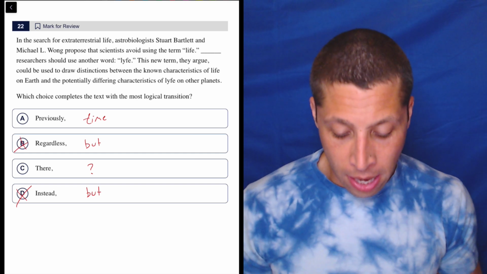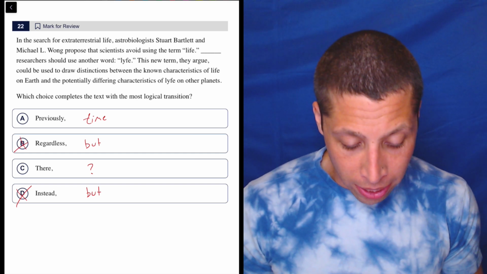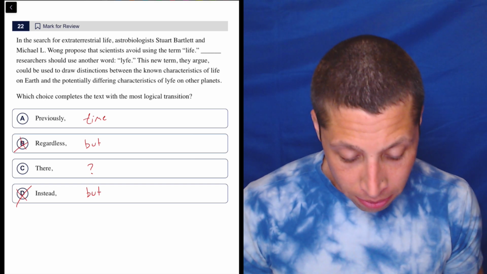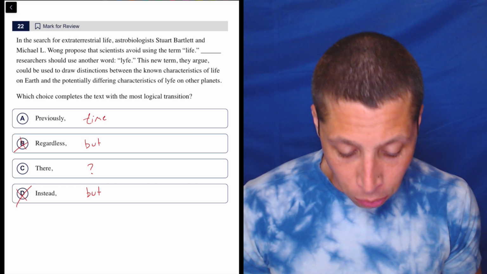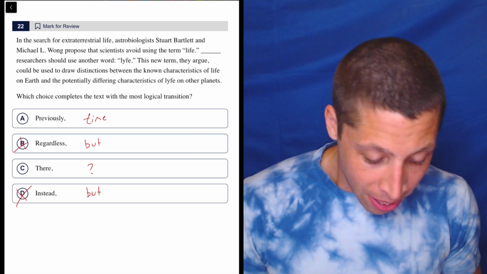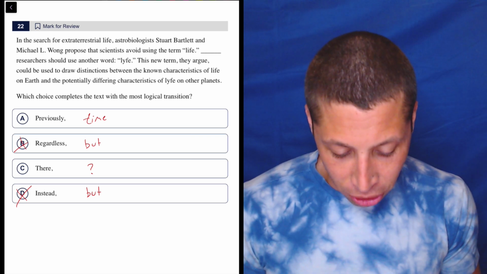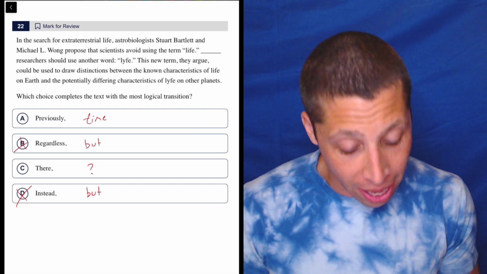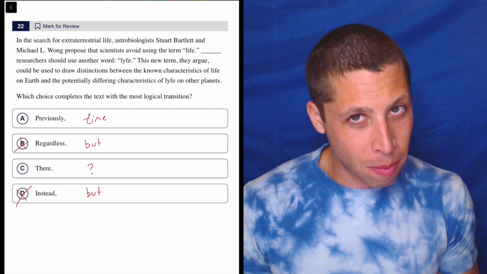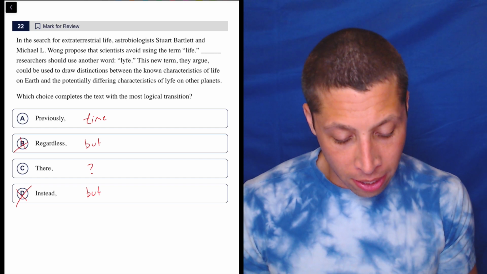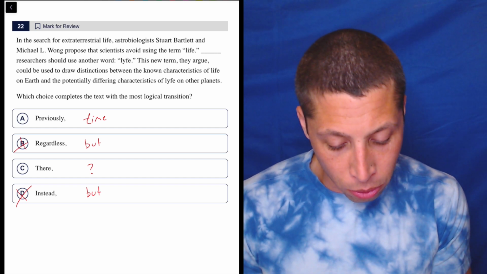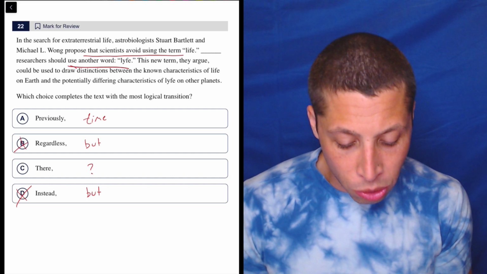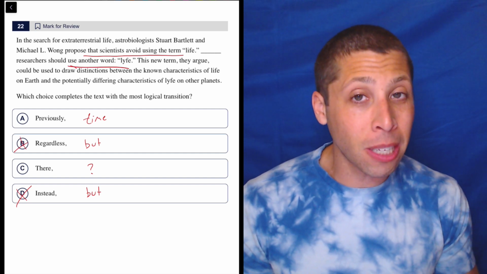But let's take a look at the sentence. In the search for extraterrestrial life, astrobiologists Stuart Bartlett and Michael L. Wong proposed that scientists avoid using the term life. Blank, researchers should use another word, life. Well, it's spelled differently. This new term, they argue, could be used to draw distinctions between the known characteristics of life on Earth and the potentially differing characteristics of life on other planets. So, wait a minute, what's going on here? They're saying, okay, these scientists propose that scientists avoid using the term life, but researchers should use another word, life, right? So it does seem like there's a bit of a contrast here.